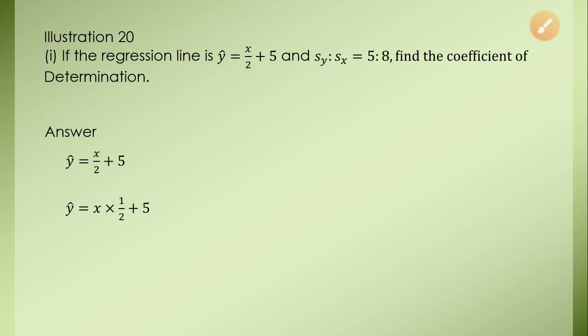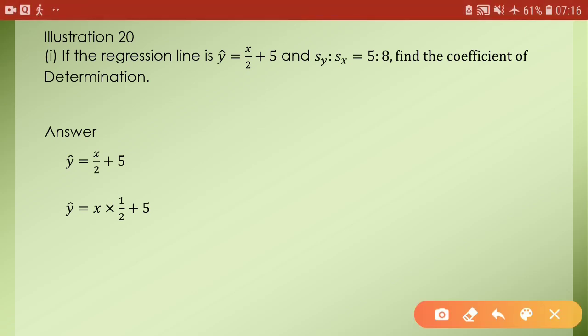Now, if you know the formula of y cap, let me write it here. Y cap is equal to a plus b into x. From this formula you can clearly know what is a and what is b. The digit which is added is always a. So, in this, 5 is added, so 5 is a.